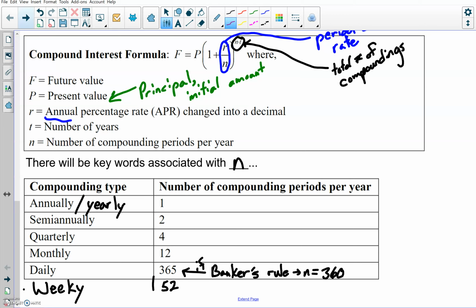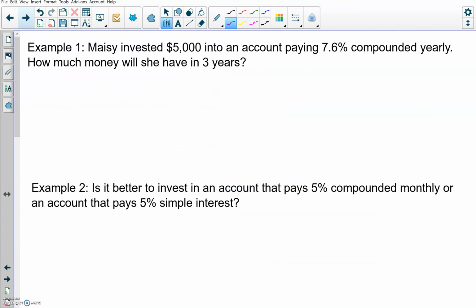All right, so let's see here. I think we have enough time for an example in this video. So let's see an example here. Maisie invested $5,000 into an account, paying 7.6% compounded yearly. How much money will she have in 3 years?